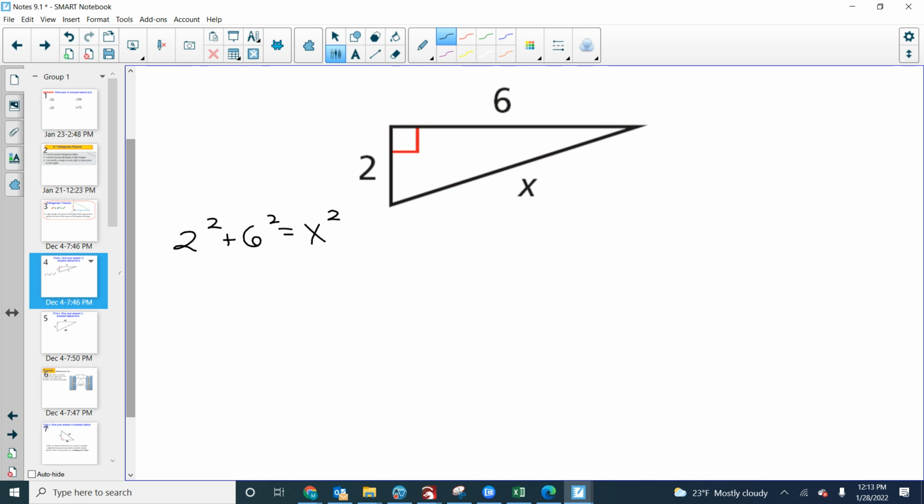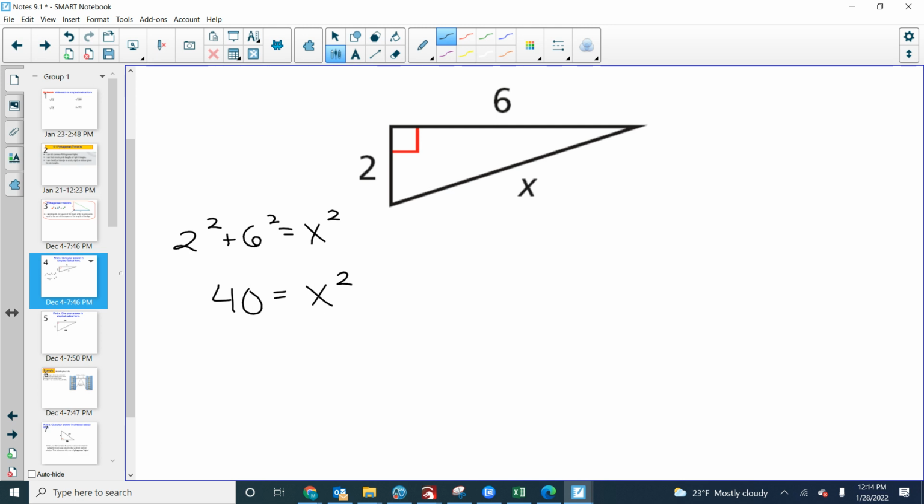All right, listen carefully. In the calculator, how many of you would type in 2 squared and hit enter and get 4, then type in 6 squared and get 36, and then 4 plus 36? You're gonna see a pattern here. Let's just type in 2 squared plus 6 squared and then hit enter. All right, did you get 40? So 40 equals x squared.